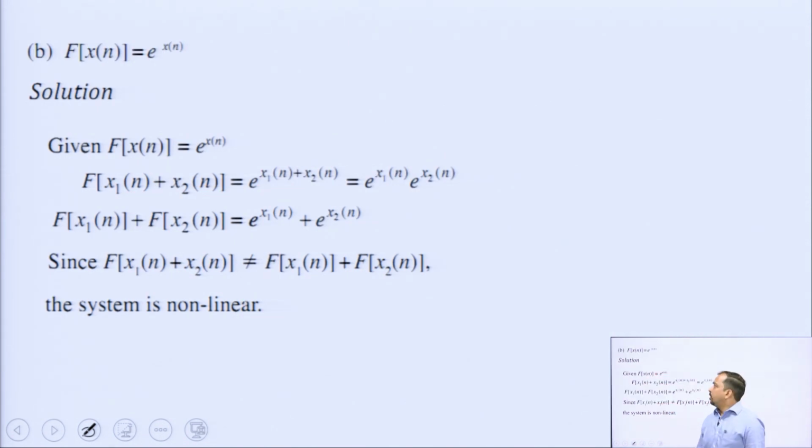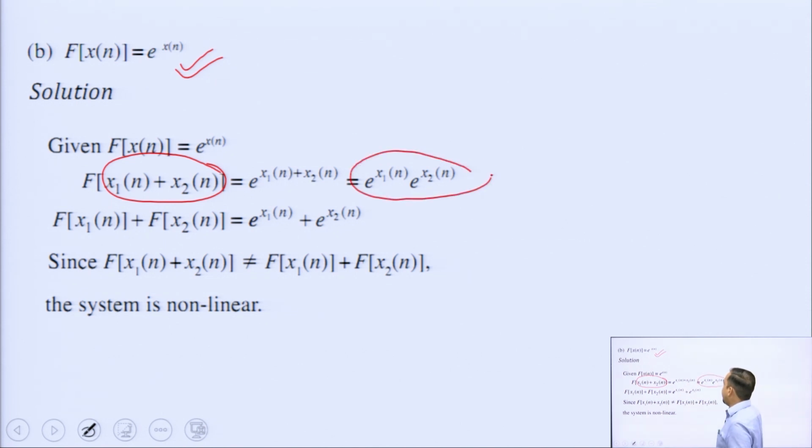Next, we are increasing the level. Let us say y equals e raised to power x(n), the equation we are having. So, how can we apply the linearity? First of all we will have x1(n) plus x2(n), and we are applying the system directly to this addition of signals. So, we are getting e raised to power x1(n) plus x2(n), which is nothing but e raised to power x1 dot e raised to power x2. Let us say this is equation number 1.